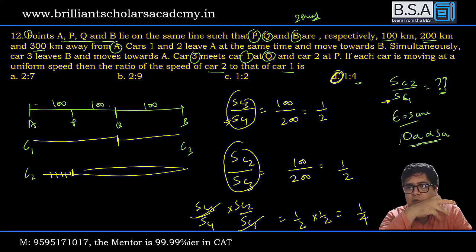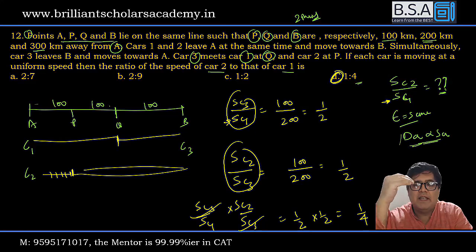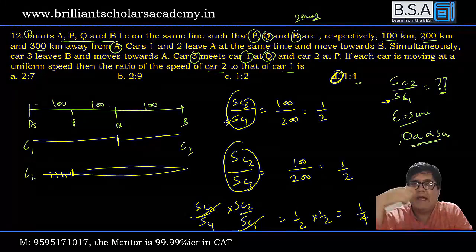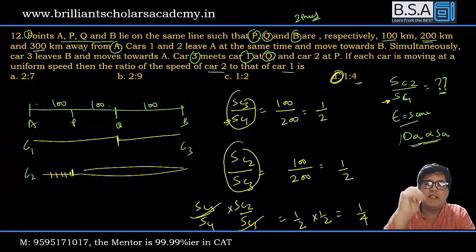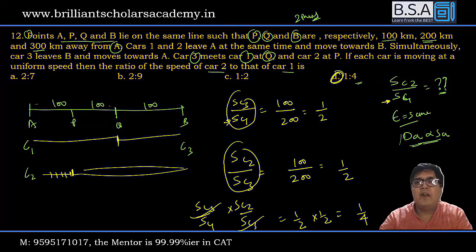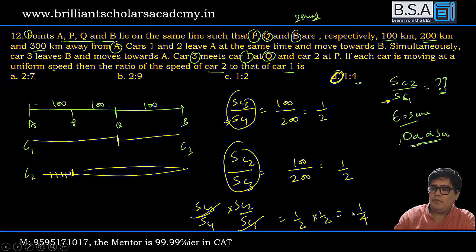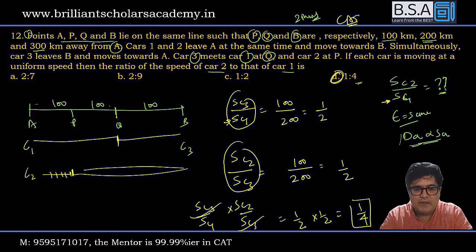What is the learning here? What pattern and thought process are we applying? We are saying the time given is same for these cars to travel, so their journey distance should determine their speeds. So all I'm doing is dividing distances traveled. So answer is 1 by 4. Again, a CAT question from 3 years back, maybe 4 years back.